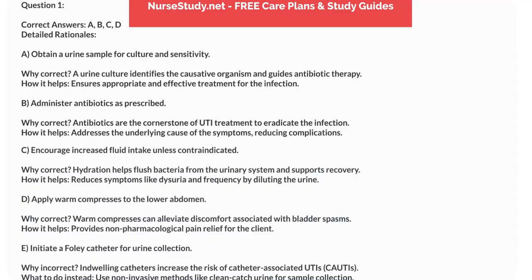E. Initiate a Foley catheter for urine collection. Why incorrect? Indwelling catheters increase the risk of catheter-associated UTIs, CAUTIs. What to do instead? Use non-invasive methods like clean catch urine for sample collection.